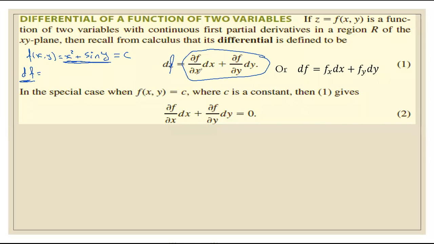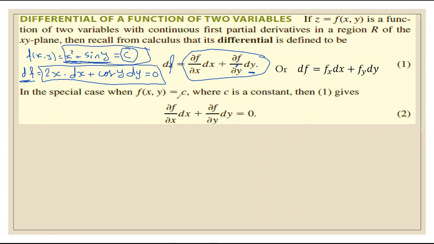It is partial derivative with respect to x, which is 2x times dx, plus, the rule said, partial derivative with respect to y. The derivative of sine y with respect to y is cosine y, and I need to multiply it by dy. Equal, now the differential of any constant is 0 as the derivative. So this is the differential of this equation.